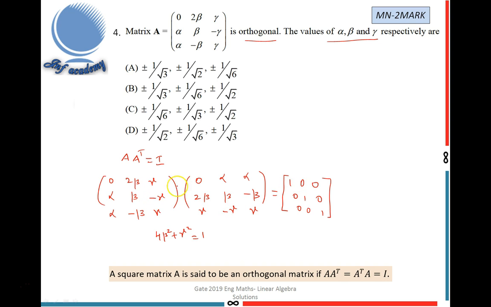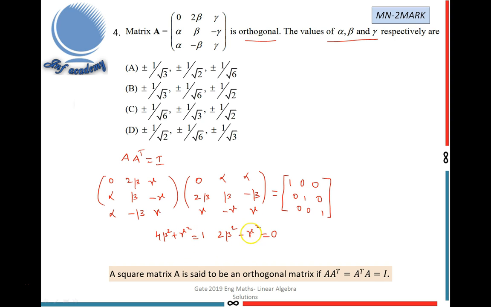And how to get the second element? First row, second column. Multiplying all elements in the first row and second column and summing: 0, plus 2 beta into beta, 2 beta square, minus gamma square. This is equal to 0. Now, these two equations are enough for solving this problem. Solving these two equations, we can get beta.